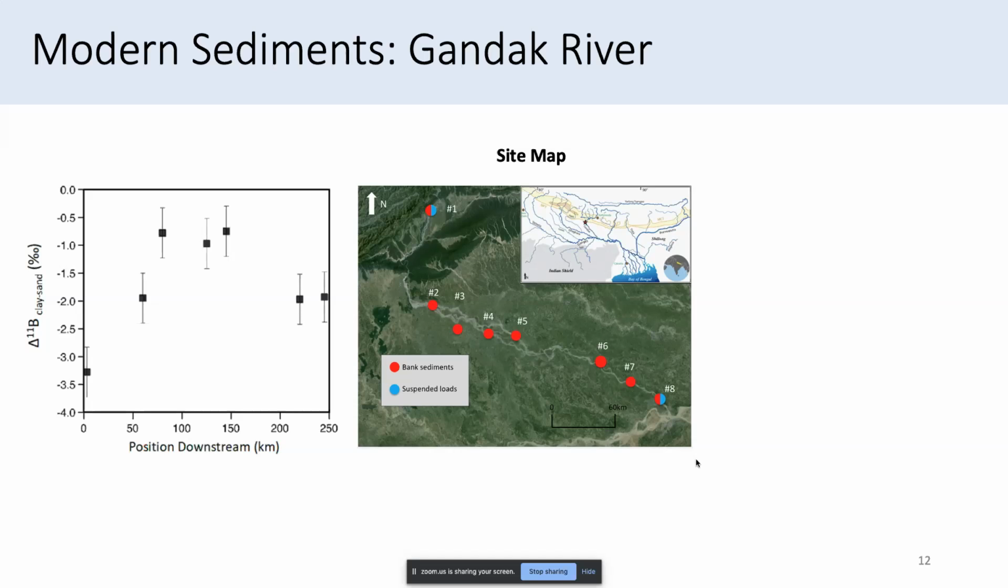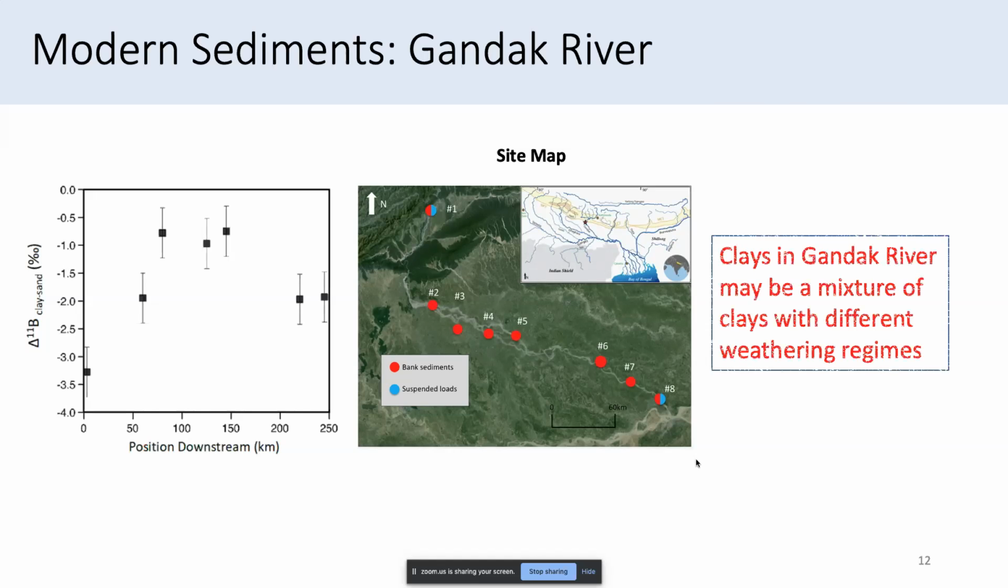So here's what my isotopes look like on the left-hand side. So again, we have that delta 11B, and we normalize the clay fraction to the sand fraction, because the sand fraction never really changes, but the clay fraction does, because it takes on a different signature based on how much it's been weathered. So this is positioned downstream on the X and boron isotope composition on the Y. And what we see in the headwaters, we have a very light signature, and then it sort of evolves downstream, but then it plateaus.